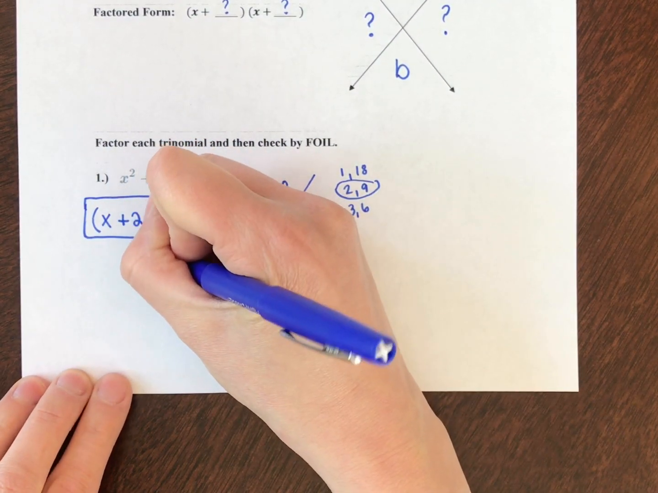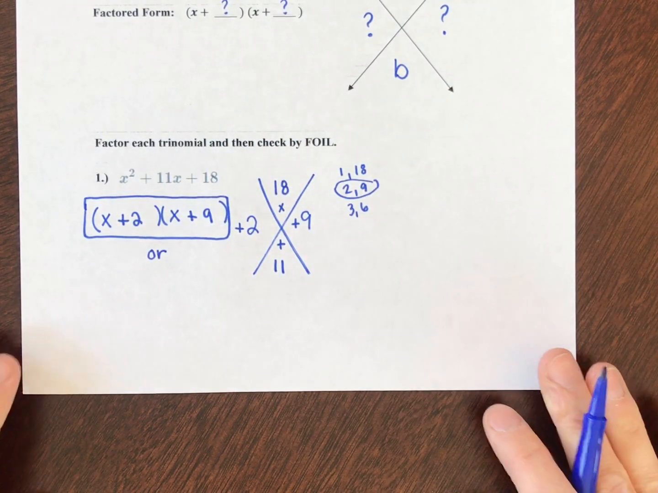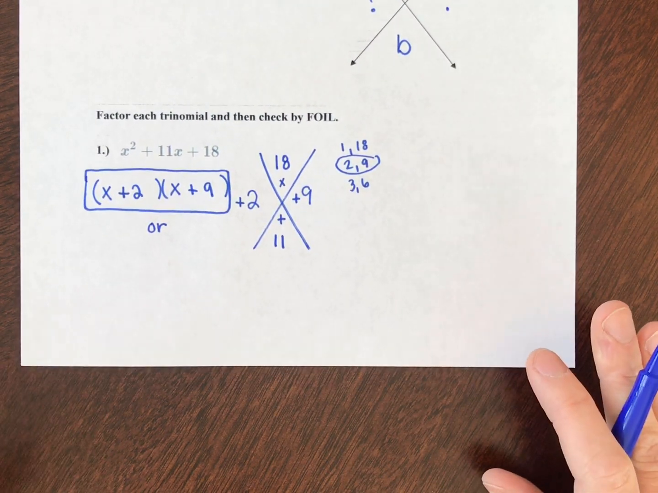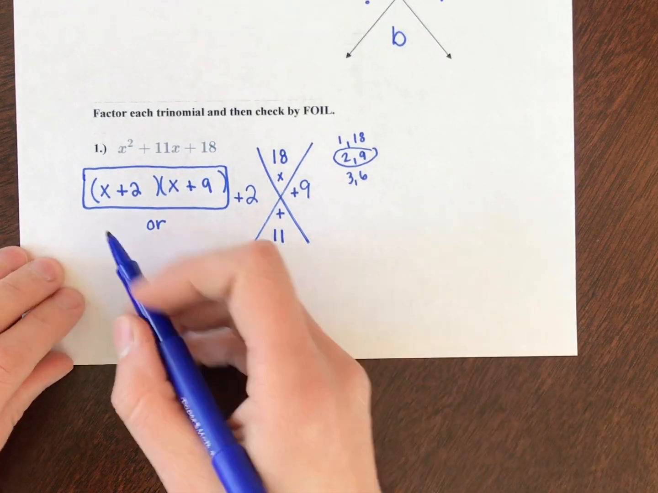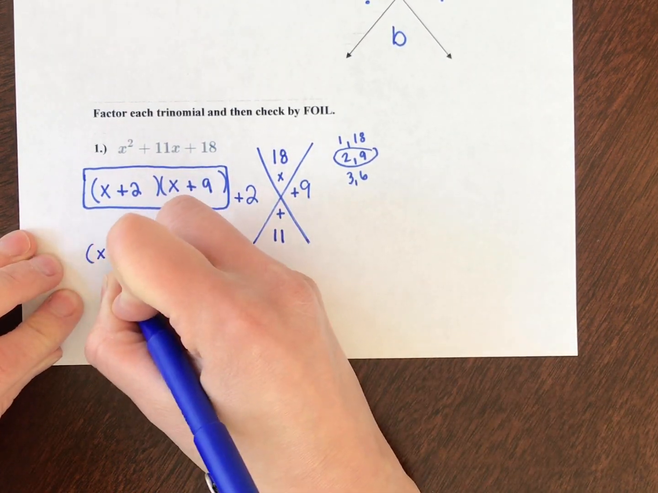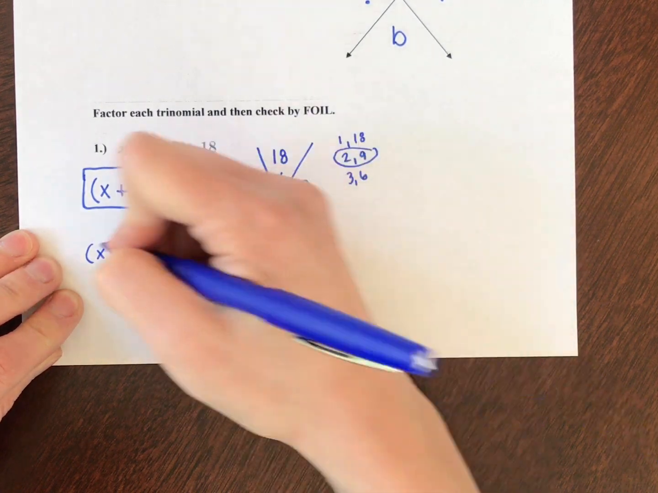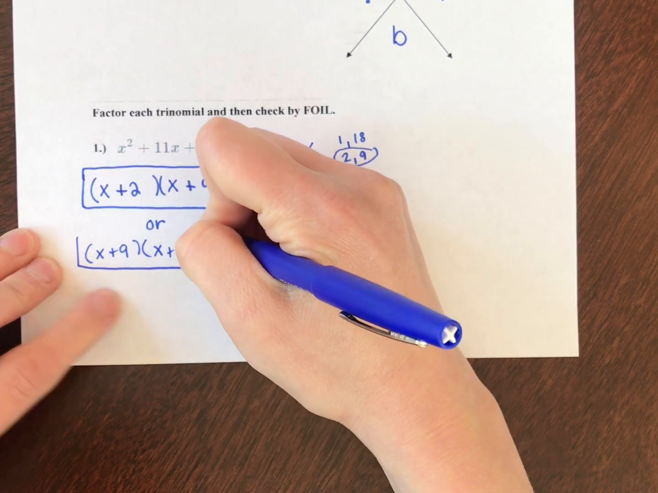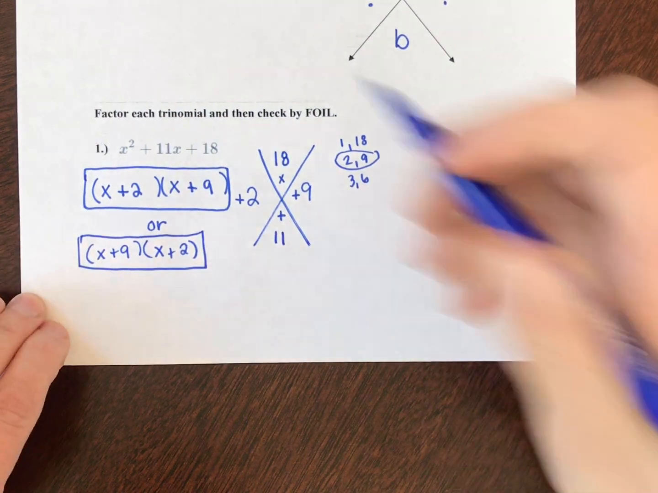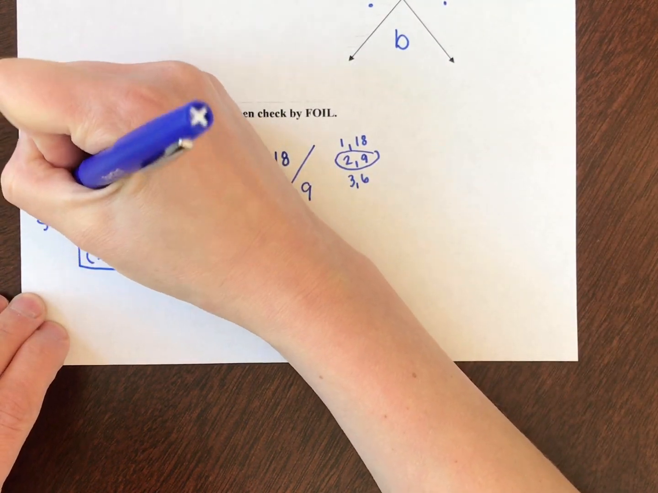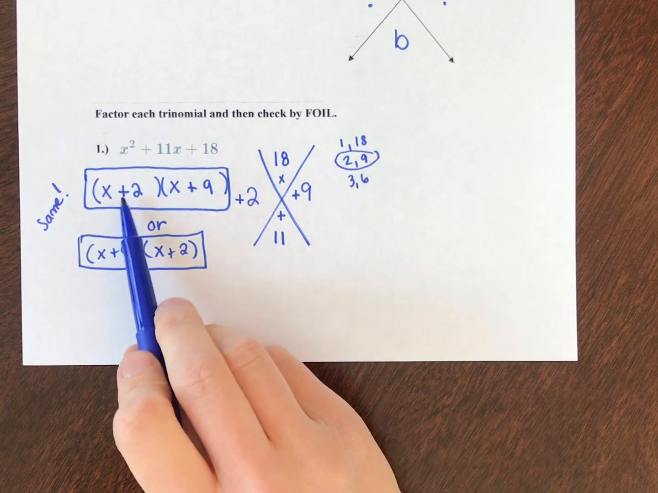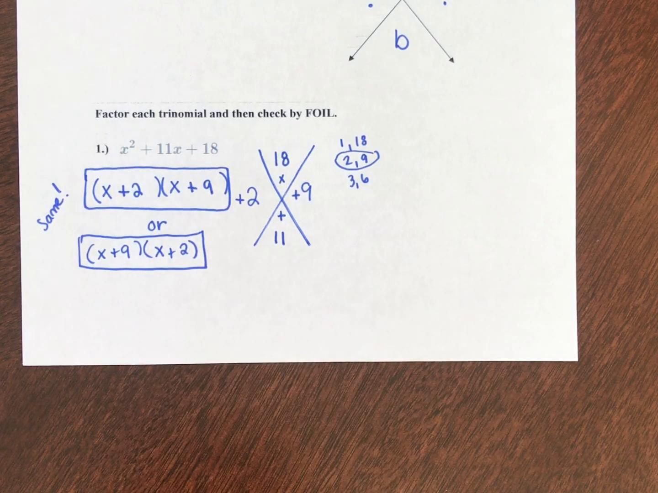Now, a question I get a lot is, does the order matter? No, it doesn't. You just have to have the correct sign with each number. So I could also write this as x plus 9 times x plus 2. Those are the same thing. The order doesn't matter. What matters is that you have the correct sign with those numbers.